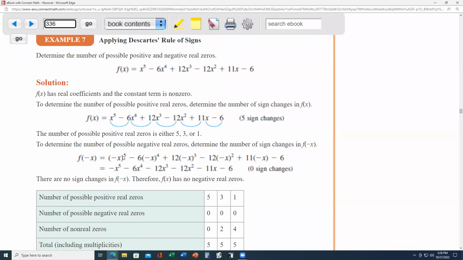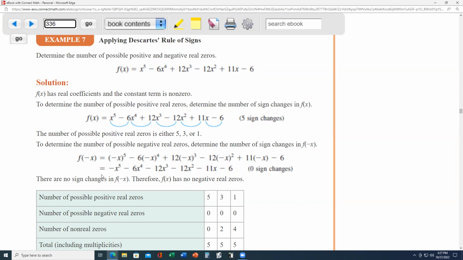So if you take negative x to the 5th power, that's going to be negative x to the 5th minus 6 times negative x to the 4th. Negative x to the 4th is x to the 4th. So this term remains negative. Negative x cubed is negative x cubed times positive 12 turns this into a minus 12x cubed. Negative x squared is a positive x squared times a negative 12 keeps this sign as a negative 12x squared. And negative x times 11 turns this term into a negative 11x, and we got the minus 6.